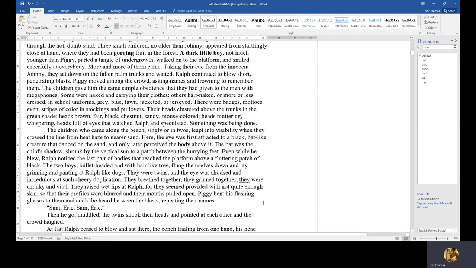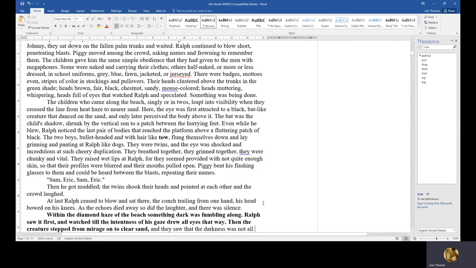Piggy bent his flashing glasses to them and could be heard between the blasts, repeating their names. Sam, Eric, Sam, Eric. Then he got muddled. The twins shook their heads and pointed at each other, and the crowd laughed. At last, Ralph ceased to blow and sat there, the conch trailing from one hand, his head bowed on his knees. As the echoes died away, so did the laughter, and there was silence. Within the diamond haze of the beach, something dark was fumbling along. Ralph saw it first, and watched till the intentness of his gaze drew all eyes that way.